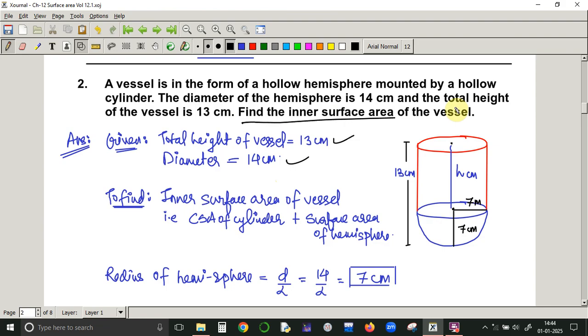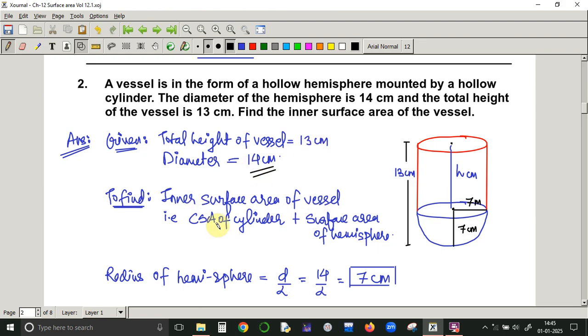What we have to find? Find the inner surface area of the vessel. So there is no change. There is no difference in inner surface area or outer surface area in such questions, because they have not mentioned thickness of such object. If they are mentioning thickness, there has to be difference in inner and outer surface area. So in this question, we are not concerned with the thickness. So inner and outer surface area both are same. Total height is 13, diameter is 14.